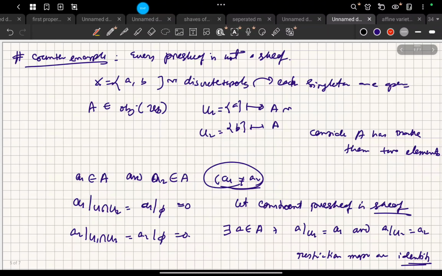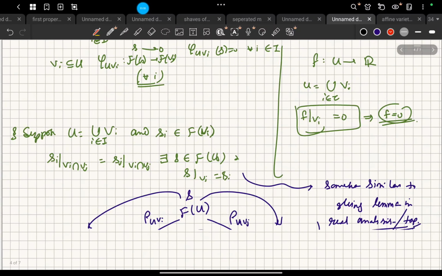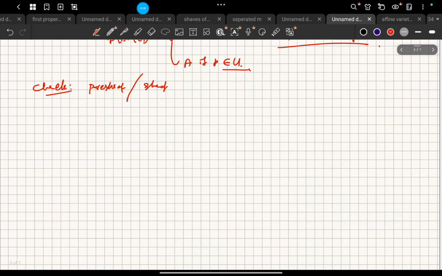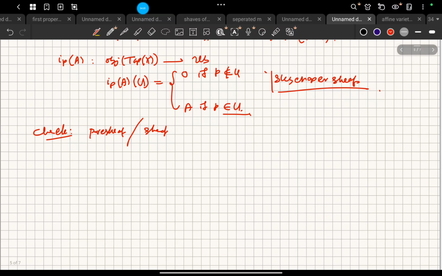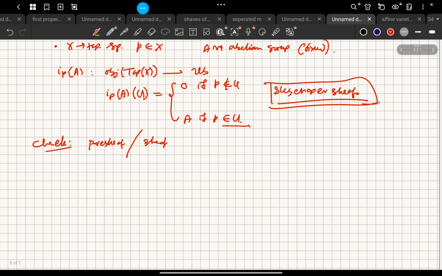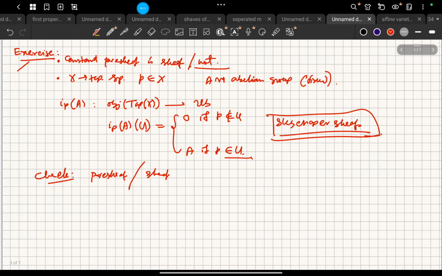So we have briefly defined what a presheaf and a sheaf are in this lecture. Next day we will define something called sheaf homomorphism. Of course, I will solve these exercises also. If you try on your own, in the next class we will solve these two exercises.